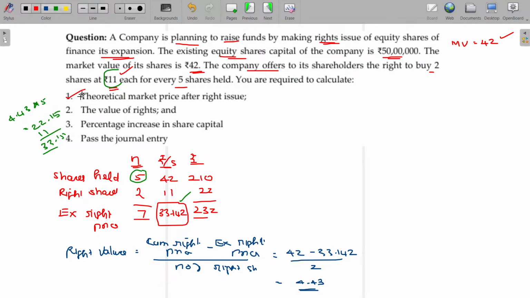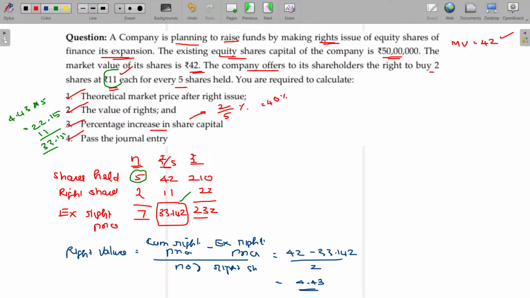So the theoretical ex-right price and the value of the right are also calculated. Percentage increase in share capital: what is the increase? 2 rights shares issued for every 5 shares means a 40% increase. Earlier 5 shares, hereafter you have 7 shares. So the percentage increase in shares is 40%.